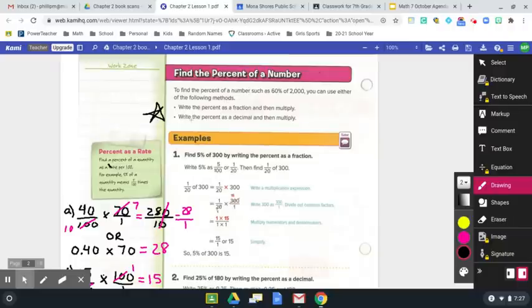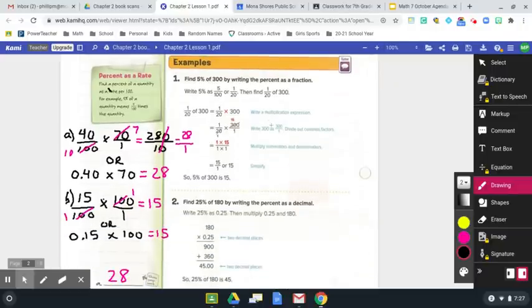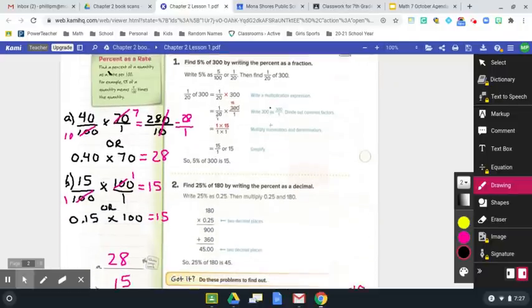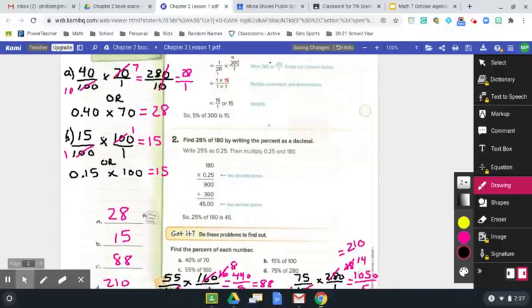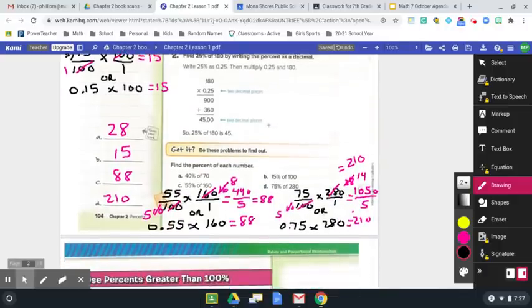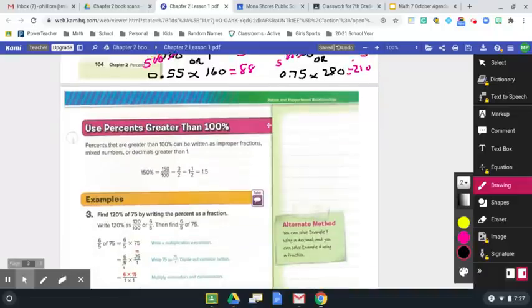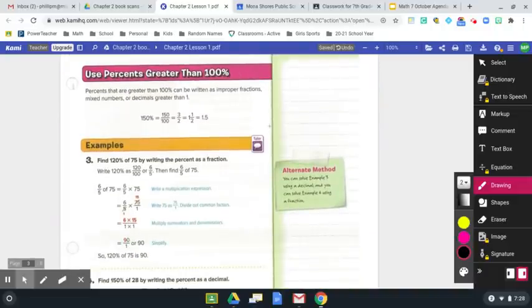Remember, we can take that percent and write it as a fraction and then multiply, or we can take that percent and change it to a decimal and then multiply. Either way, to find your percent of a number, you're using multiplication to solve and find that value for your percent of a number. We did some examples yesterday that were percents that were less than 100%. They were smaller percentages. So we're going to look at a couple more where percents are greater than 100.